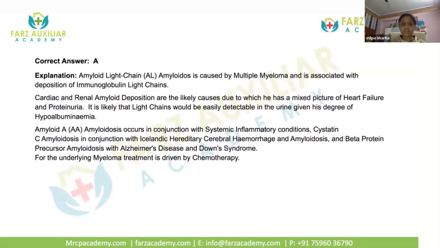The other, sort of confusing option is AA amyloidosis. We know this is not a neoplastic disorder. This is a reactive amyloidosis in conjunction with autoimmune diseases. And the other option, cystatin, you have to exclude. Even if you don't know, you have to exclude. Cystatin C is in conjunction with Icelandic hereditary cerebral hemorrhage and amyloidosis, and beta protein precursor with Alzheimer's disease and Down syndrome. For underlying myeloma, the treatment is chemotherapy, same as the myeloma chemotherapy.